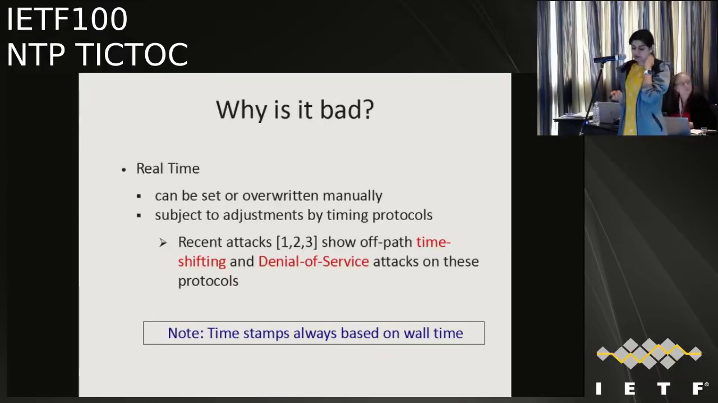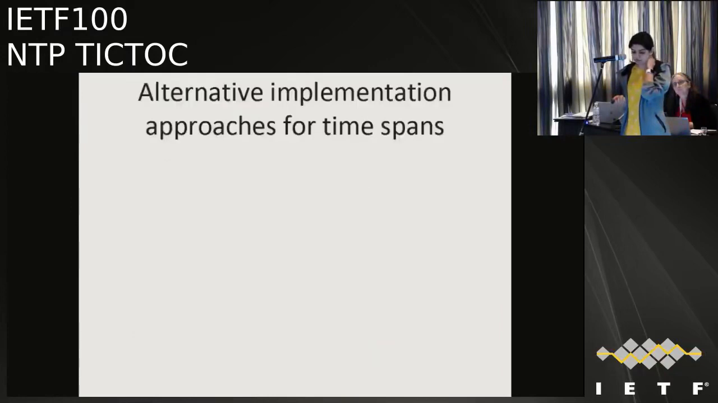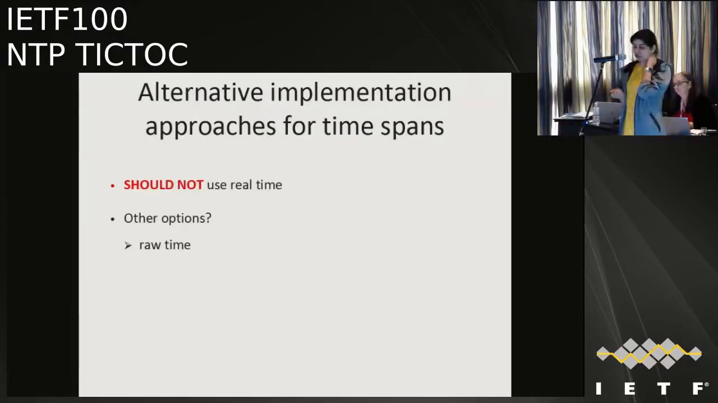But notice that in the case of timestamps, they are always based on wall time. We do not have any option other than using real time. However, that's not the case with time spans. So we have better approaches to implement time spans. What are the alternative implementation approaches for time spans? First, we should not use real time because for time spans, we have other options. As I talked about, raw time shows you the passage of time. It is unmodifiable by external means, by network time protocols. It is unaffected by network time protocols and their vulnerabilities.